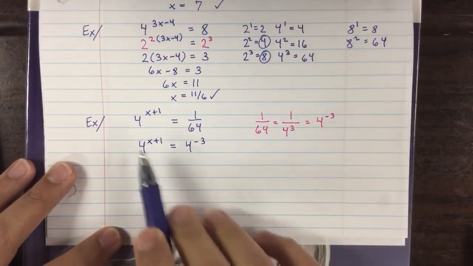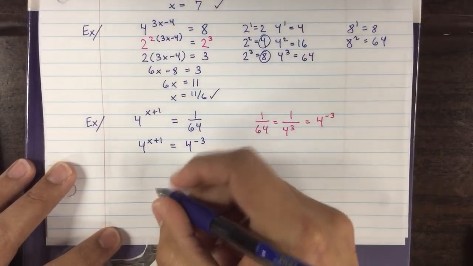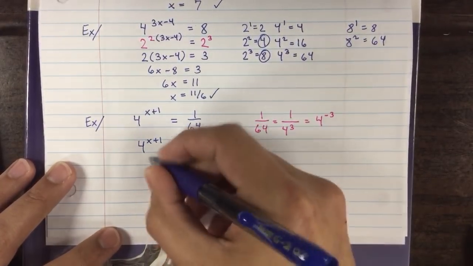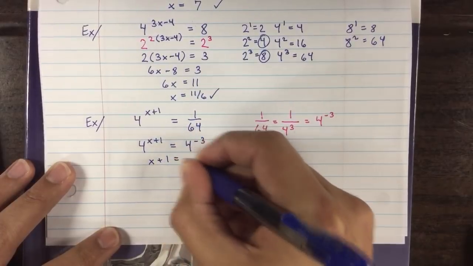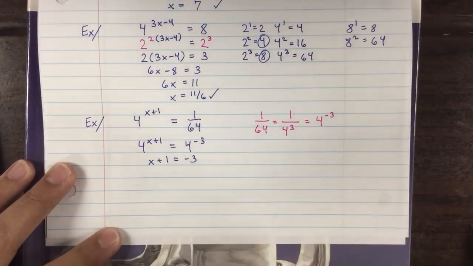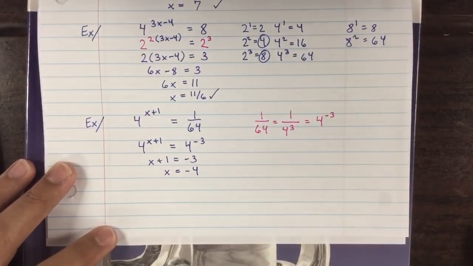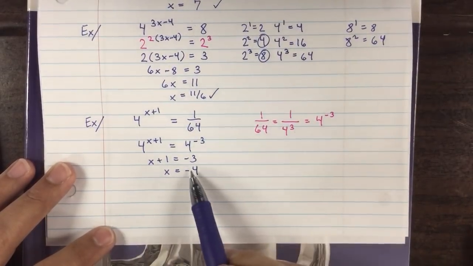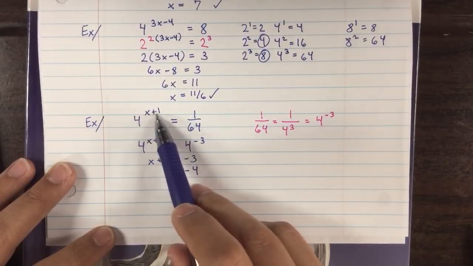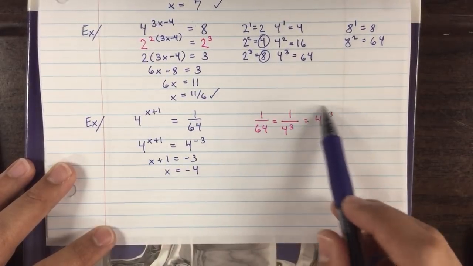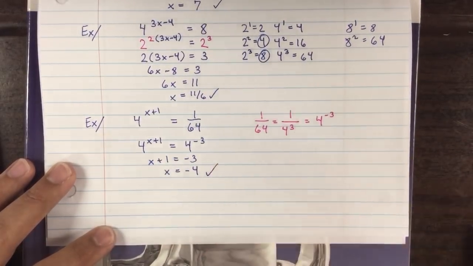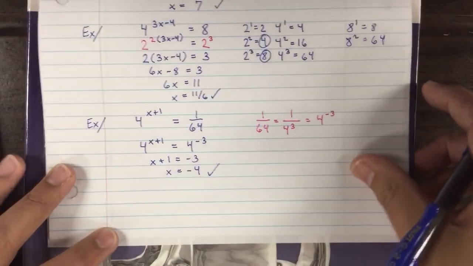Boom. Base of 4, base of 4. Drop the bases, or cancel the bases and drop your power. And then go ahead and solve. X equals negative 4. And right there you could check. If I plug in negative 4 here, I get negative 3. Well, we already know it should be negative 3, so it's right. Okay, last one.